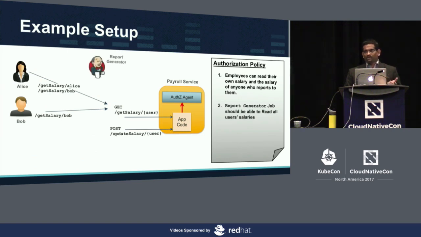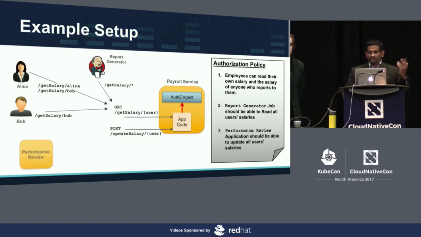Then you want to have a report generator batch job. Some batch job kicks off on, I don't know, a weekly basis and crunches some numbers. You want to give that report generator app permission to read anybody's salary, so you want something like get salary star. And then you have, let's say, a performance review app that kicks off yearly, six-monthly, whatever your company does, and goes and updates that salary. Of course, you don't want to give employees access to post their own salary updates. So you say, all right, only that application has access to the post API.